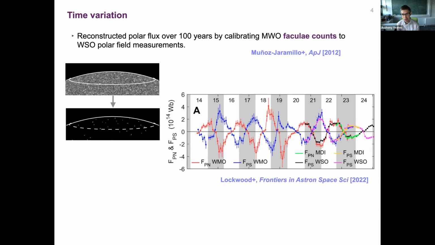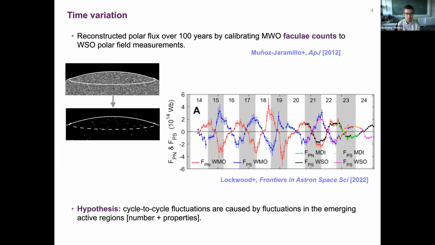So what can you see here? Well, you can see that they reverse in sign every solar cycle, but you can also see that the amplitudes vary quite a lot. And so the question is, what generates these fluctuations in amplitudes? The hypothesis of the community is that these fluctuations from one cycle to the next are caused by fluctuations in the emerging active regions, which are ultimately the source of the magnetic flux at the poles.